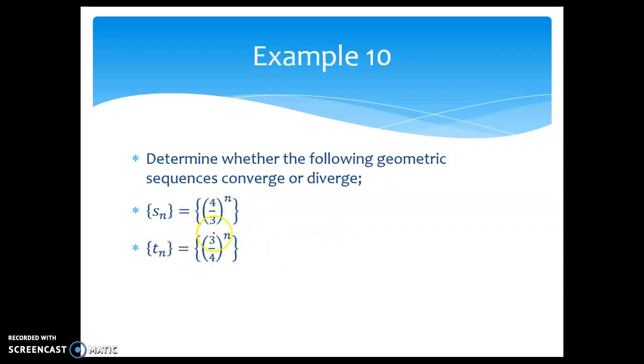So for this function here, I have r equals 4 over 3, which is greater than 1. That means it diverges according to the theorem. Here I have r equals 3 over 4. According to the theorem, this function here converges.